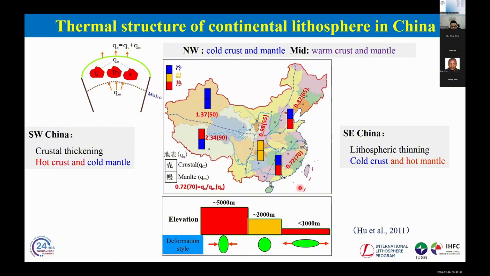So we can say as for the tectonics, for West China, this is a process of compression or contraction, while for East China, it's some kind of extension. So it is the tectonic process that results in the different thermal regimes for the basins in China.